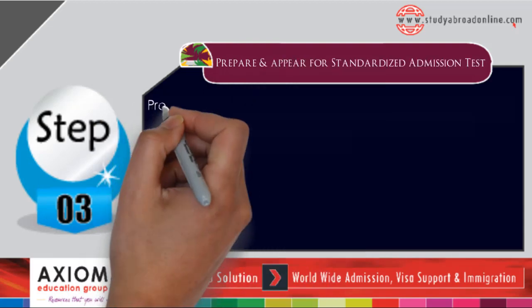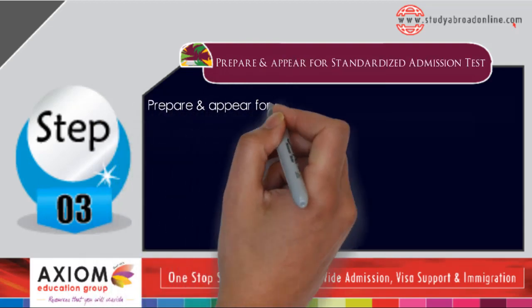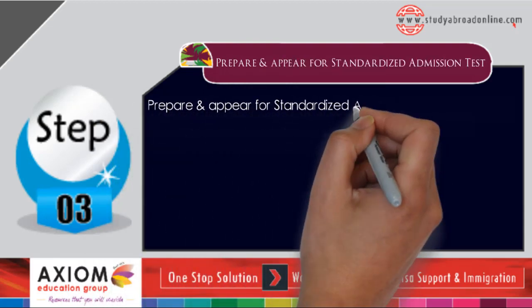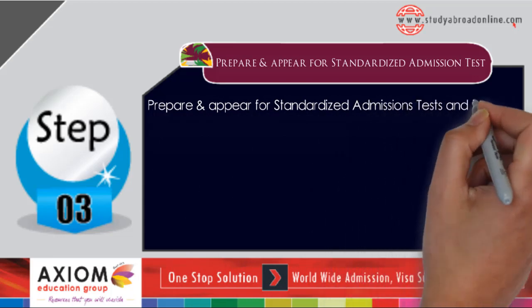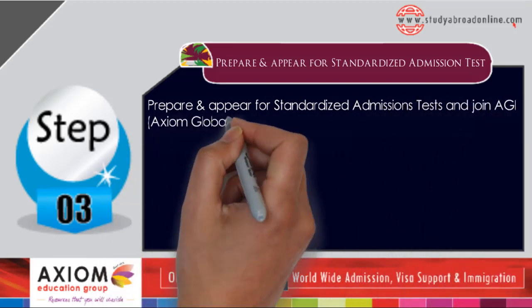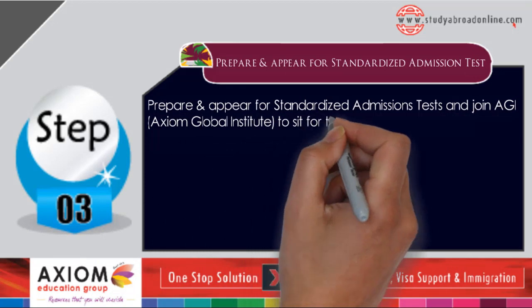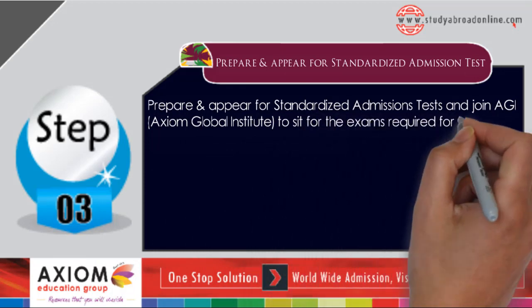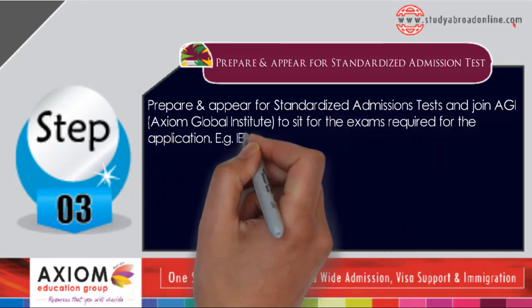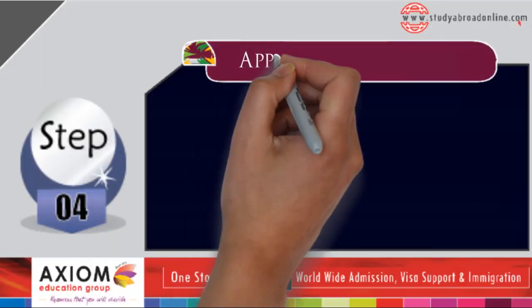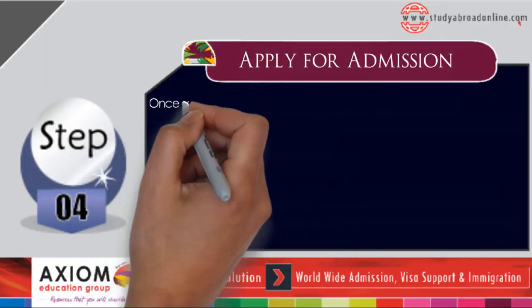Coming up on Step 3, we'll be preparing and appearing for standardized admission tests. Now, to prepare and appear for standardized admission tests, you may join AGI or Axiom Global Institute to sit for the exams required for the application, such as IELTS, TOEFL, etc. Coming up on Step 4, we have applying for admission.